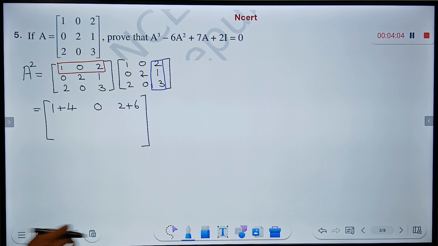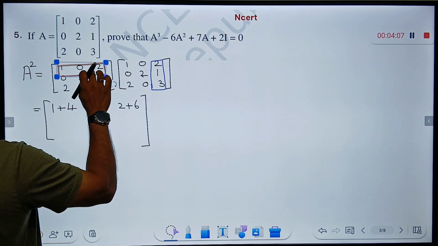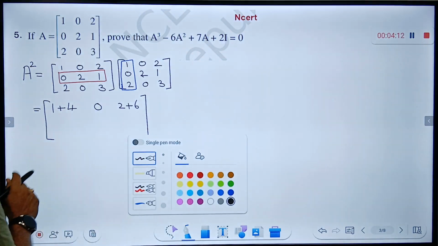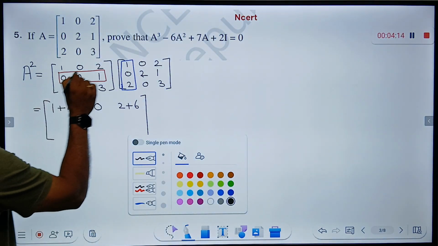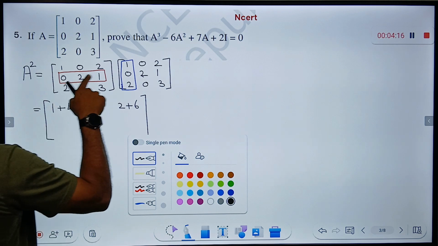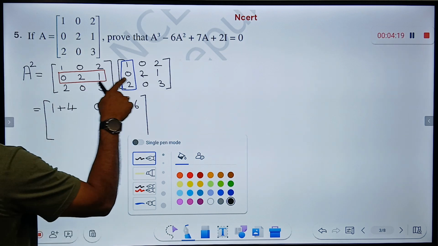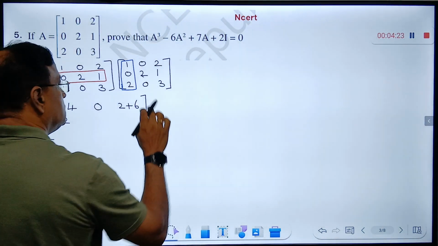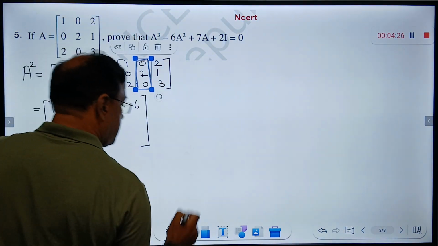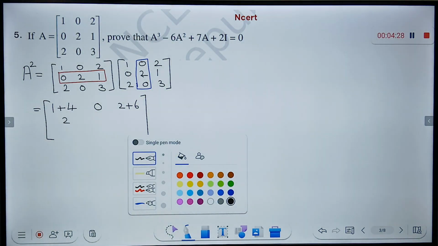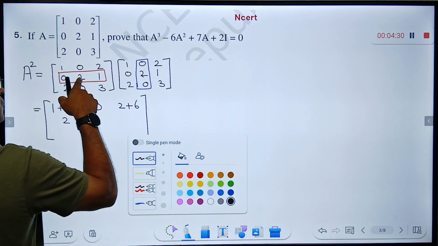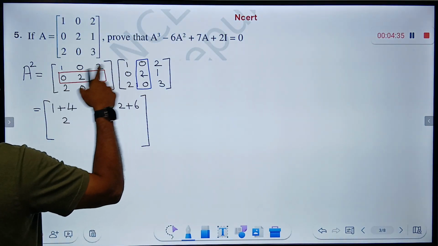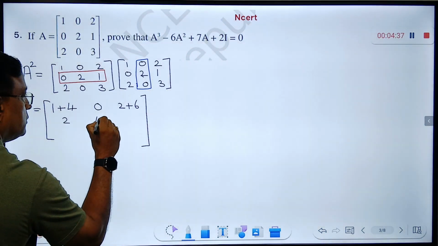Correct? Now I reinitialize this to the second row and this comes to the first column. Second row, first column. What is that? 0 into 1 is 0. 2 into 0 is 0. 1 into 2 is 2. Now let's shift the counter to the next element. What do you get? 0 into 0 is 0. 2 into 2 is 4. 1 into 0 is 0. So 0 plus 4 plus 0, it is 4.